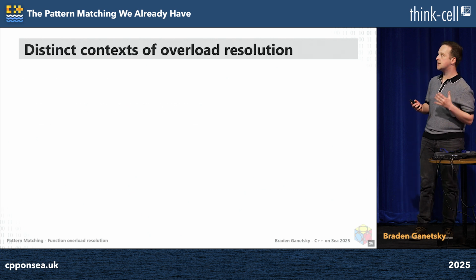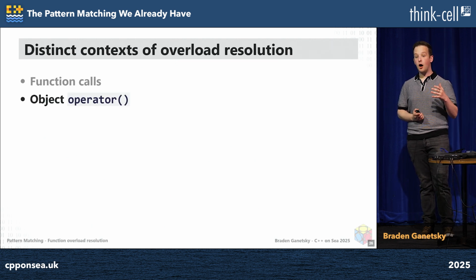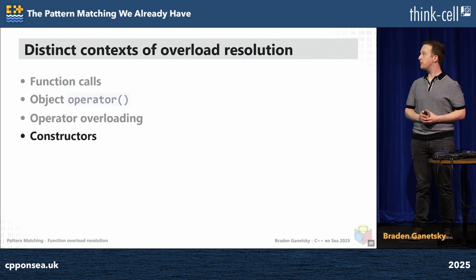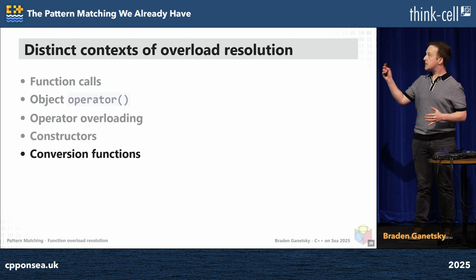So the different contexts are function calls, so like when you're actually calling the name of a function, as I've been showing so far. Object operator parens, a little bit different from function calls, but often looks the same. Operator overloading, so like a plus b, for example. Constructors. And conversion functions are actually 3 contexts in the standard. I collapsed it down to 1 for simplicity. So these are the distinct contexts.